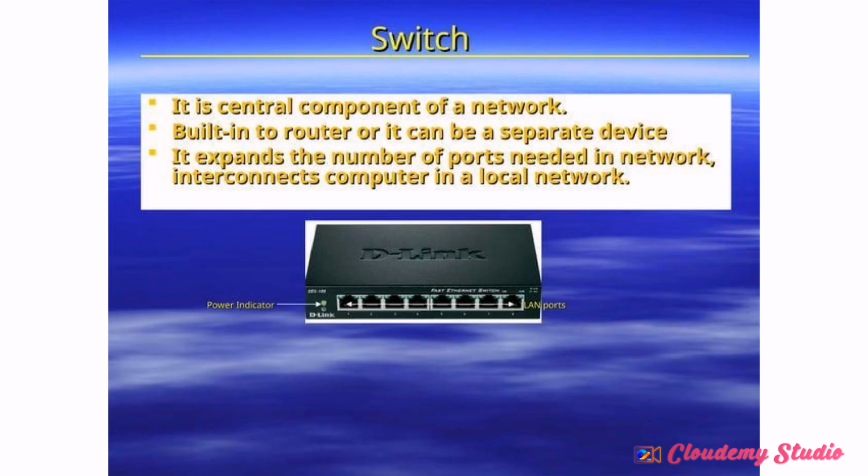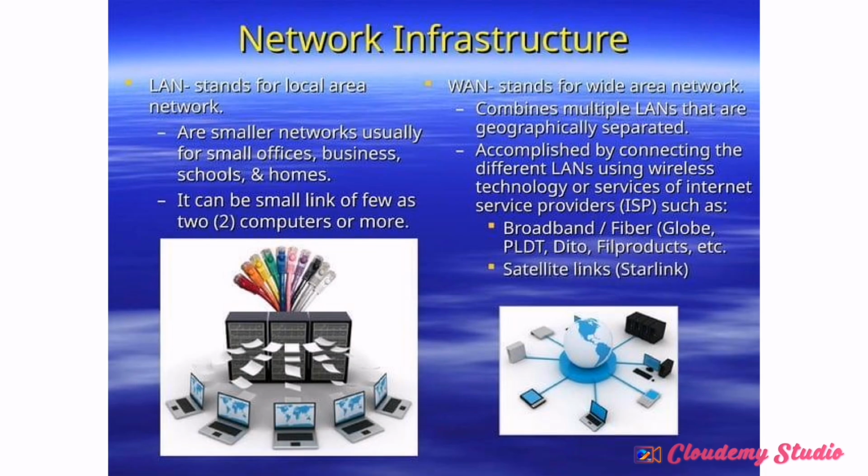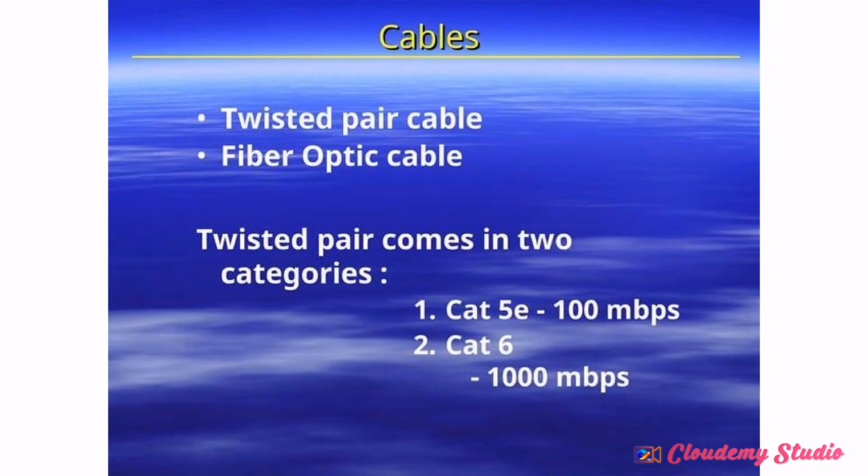Then we also talked about the components of the LAN, where we talked about the switch, cables, network. So the structure of the network system, that is the network infrastructure, where we differentiate between a LAN and a WAN, like I have explained. So not to waste much of the time, we can go back to our today's lesson.